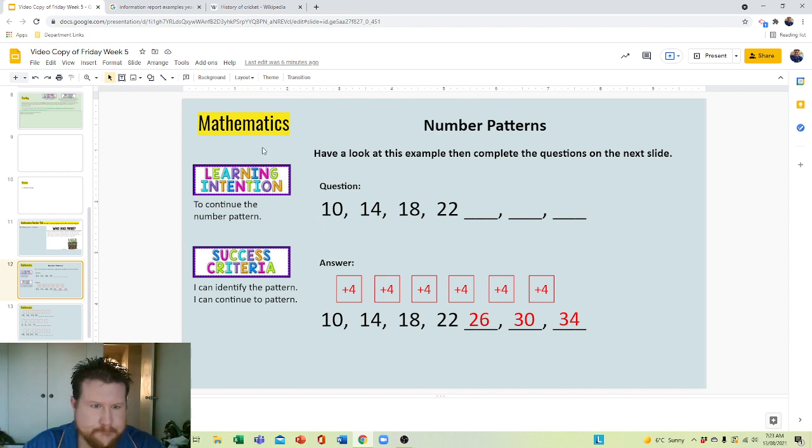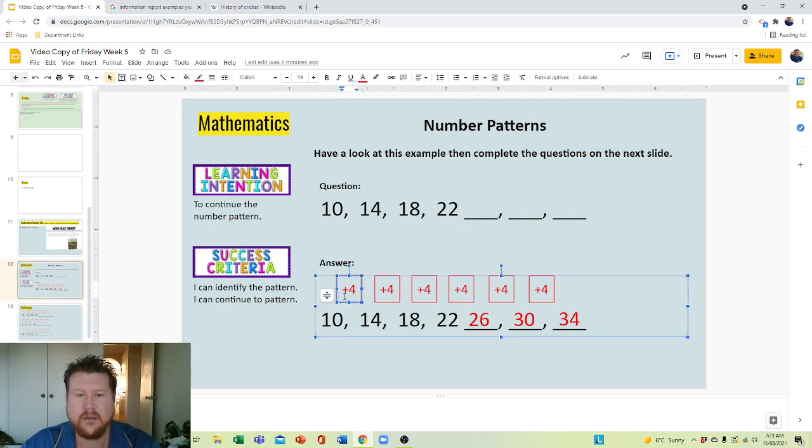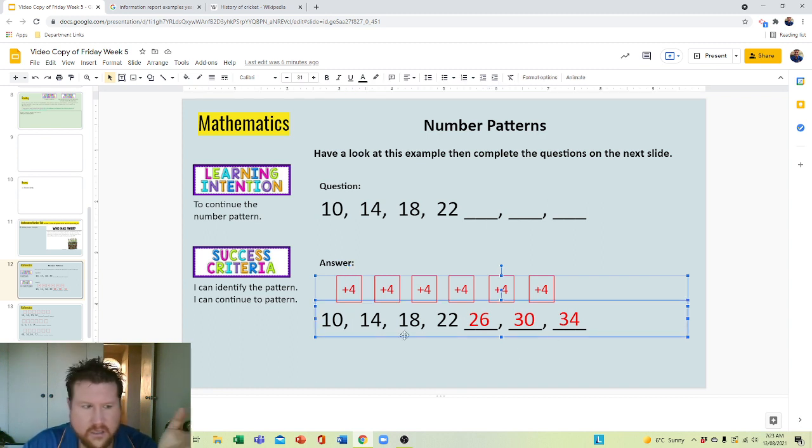Number patterns. Question. Have a look. To continue the number pattern, have a look at this example, then I'll complete the question. So 10, 14, 18, 22. It's plus 4. 10 plus 4 is 14. So they're giving you the example. That's the question, and this is what you would do. You're going to write down what you're adding by, multiplying by, subtracting by, dividing by, whatever it is, and then you're going to finish the equation.